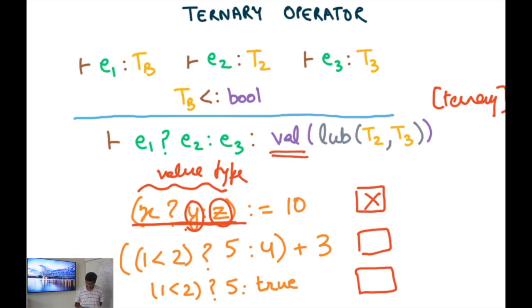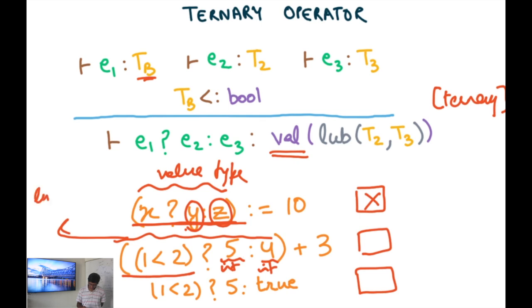All right, let's take another example. 1 is less than 2 question mark 5 colon 4 plus 3. So 5 is of type int, 4 is of type int. 1 is less than 2 is of type bool, so this pattern matches with TB. And this whole conditional expression is of type LUB of int comma int, which is just int. And int plus 3, so 3 is also int, so int plus int is well typed, and so this is a well-typed expression.